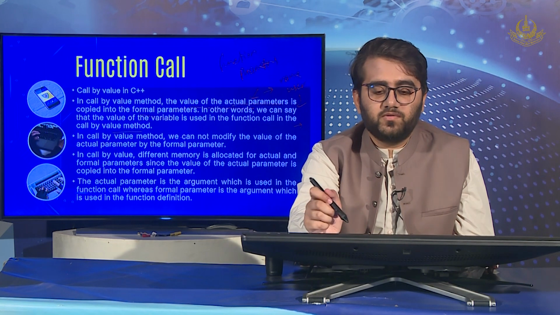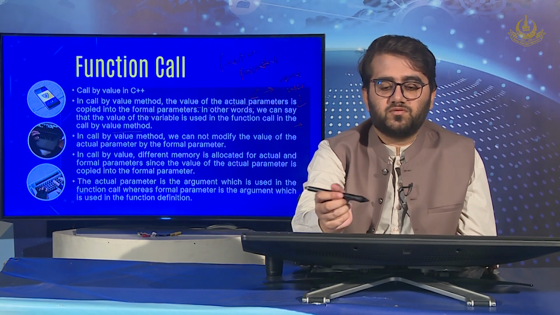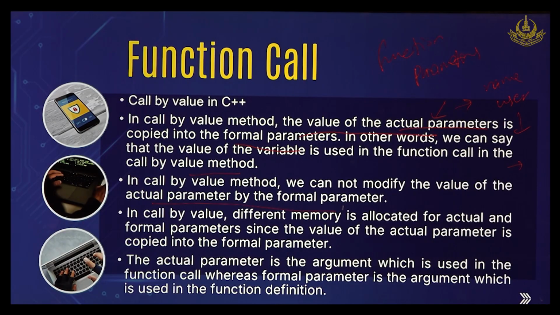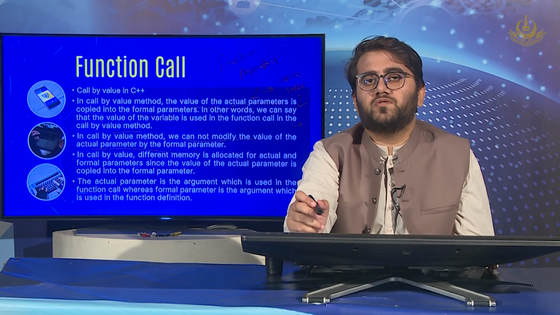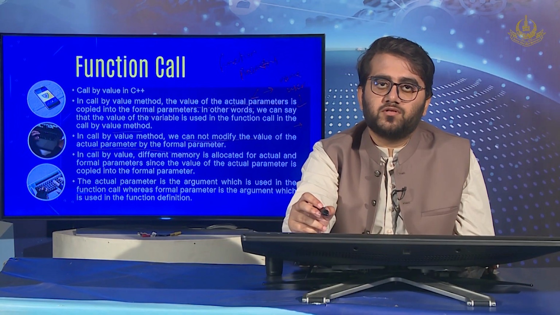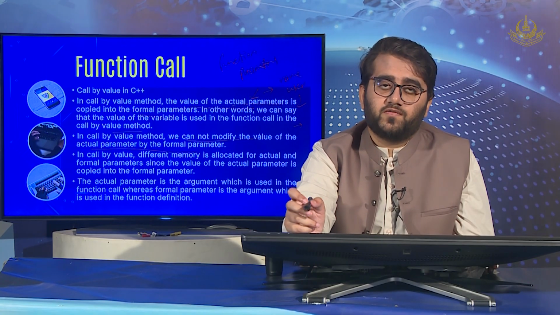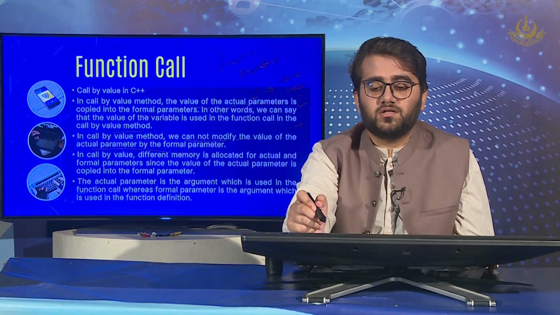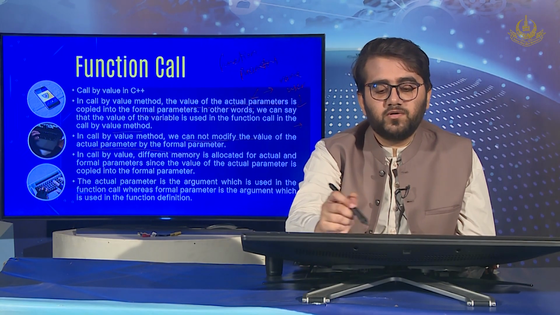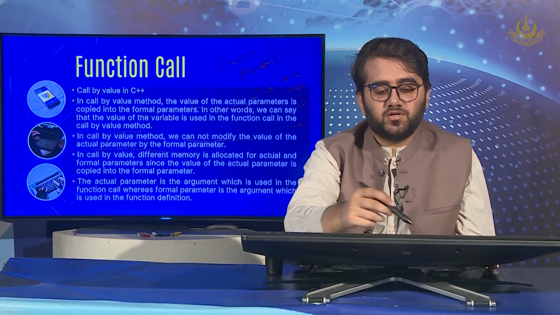Okay. So, in the call by value method we cannot modify the value of the actual parameter by the formal parameter. What does it mean? It means that whatever value you have stored in the actual parameter will be passed to the function parameter. You are not changing it, you cannot change it, you are using it as it is. In call by value, different memory is allocated for actual and formal parameters.